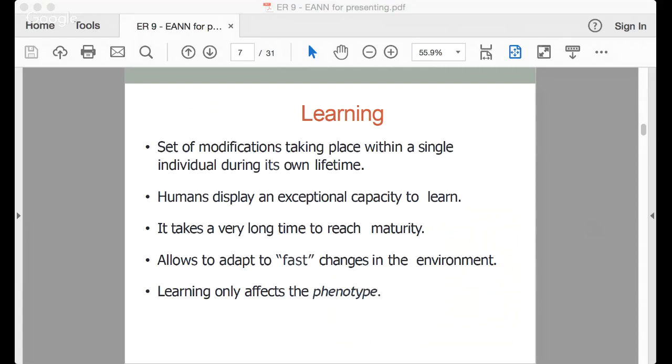Learning allows us to adapt to fast changes in the environment, while evolution will take some time. I'm talking about adaptation here. Learning only affects the phenotype. What is the phenotype? The decoded and embodied version of an individual. Phenotypic changes cannot directly modify the genotype. However, learning can influence evolution, which we call the Baldwin effect. Learning and development interact in an important and non-obvious way. We'll see some examples in today's presentation to understand this in a better way.